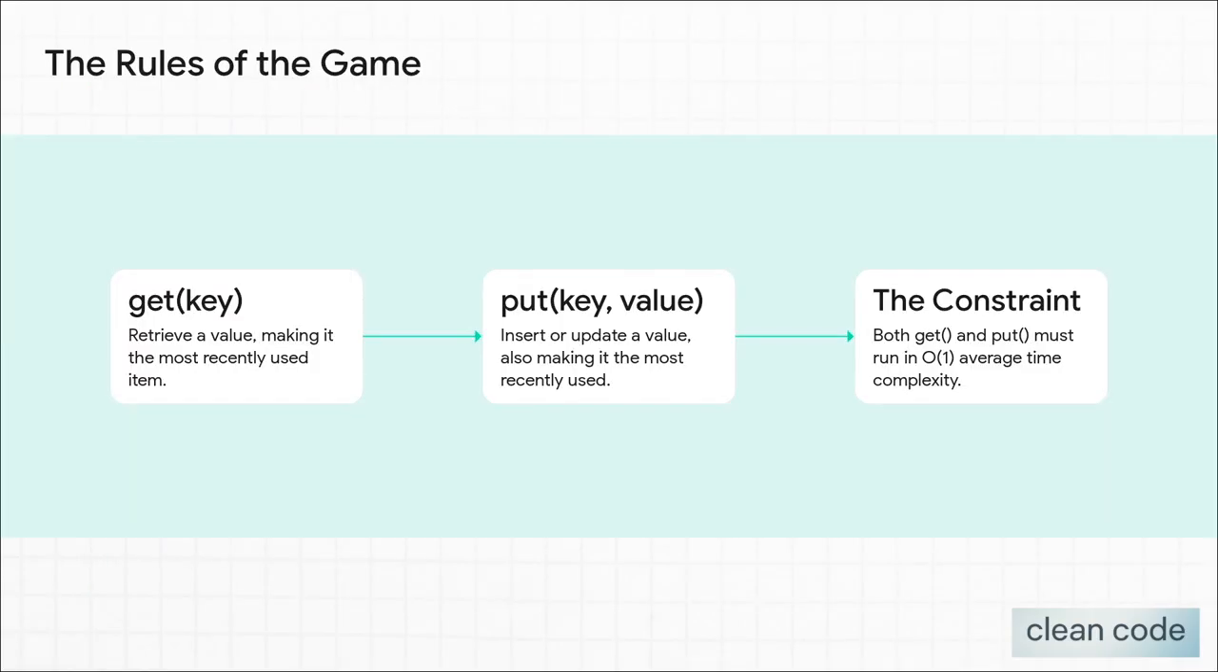So the rules are pretty straightforward. We need two main functions. First, a get operation. This fetches an item, but just by fetching it, you're marking it as the most recently used. Then there's put, which adds a new item or updates an existing one. Either way, that item also becomes the new most recently used. But here's the kicker, the really crucial constraint. Both of these operations have to happen in constant time. We call that O(1). It means the cache has to be just as blazing fast whether it holds 10 items or 10 million. And that, right there, is our puzzle.